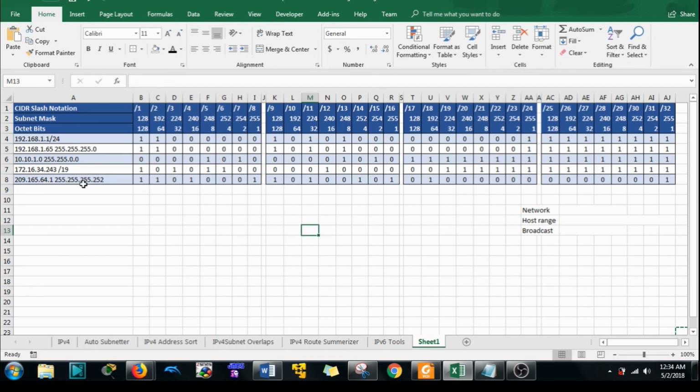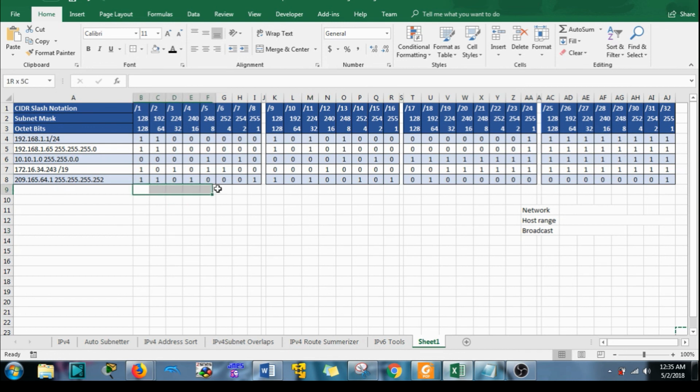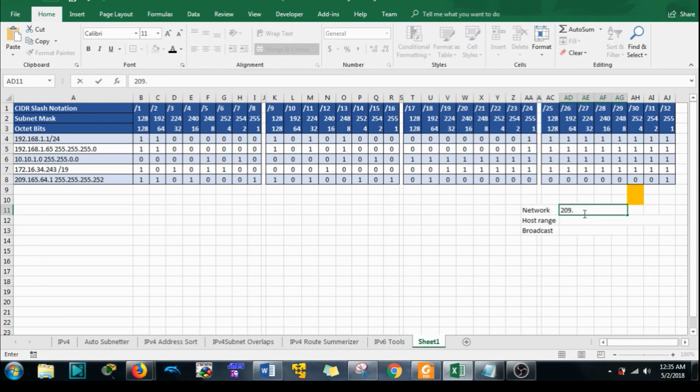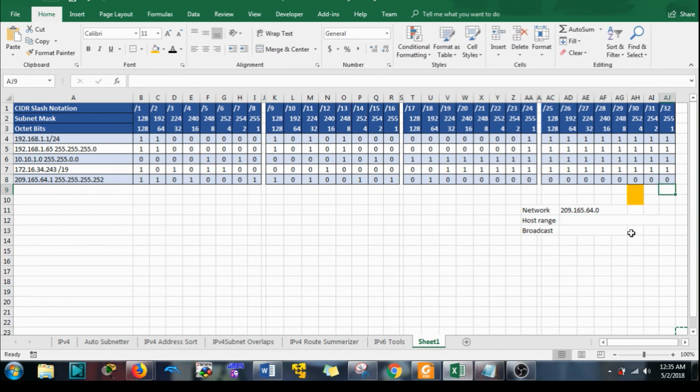The next one here is a 255, so we know that the entire third octet is part of the network. And then the very last one says 252. That means that everything up to this point is network portion, so let's put our little flag right there. That would mean that our network address is 209.165.64.0, because we're just going to imagine that that's 0. We always turn those bits off to get it.